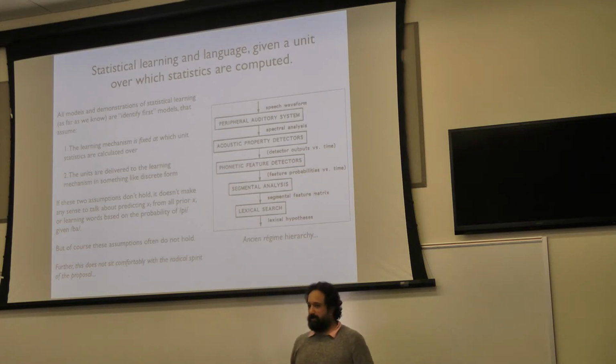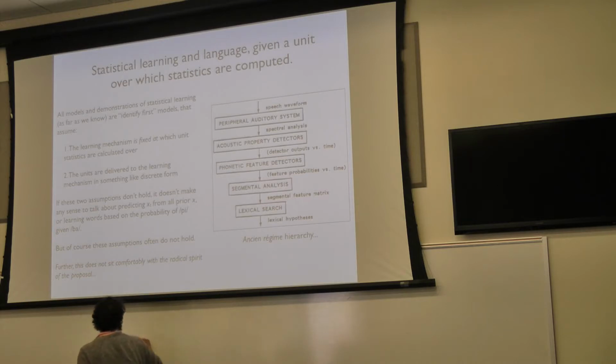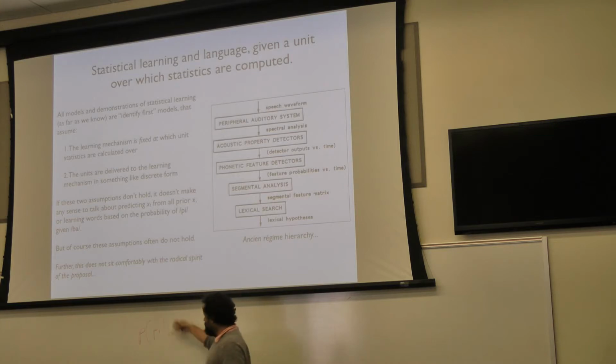So if I'm not sure I heard ba, and I've got the probability of P given, I don't know, something, how do I compute this? If there's ambiguity here, do I just explode this out over all the possible things that I might have heard? Do I allow that to be vague somehow? We don't have very good ways of thinking about that.